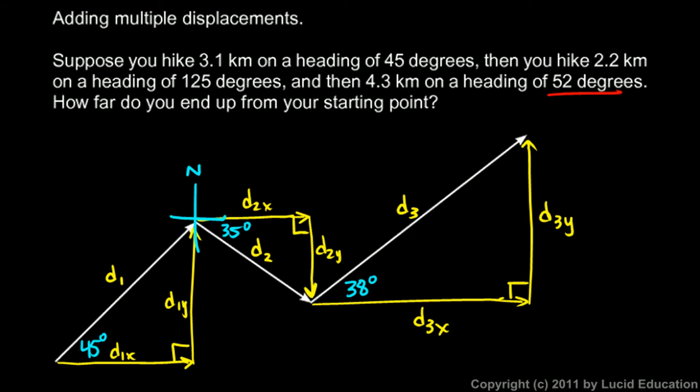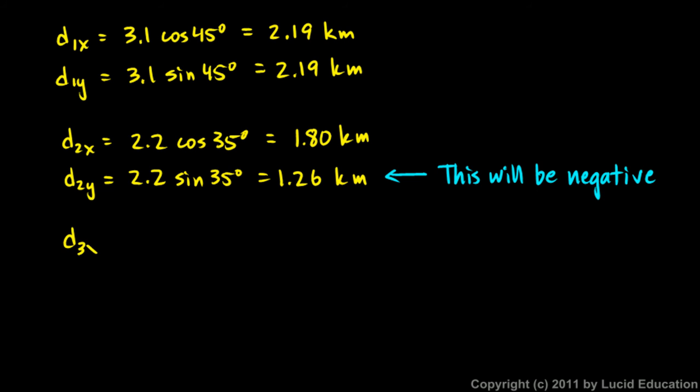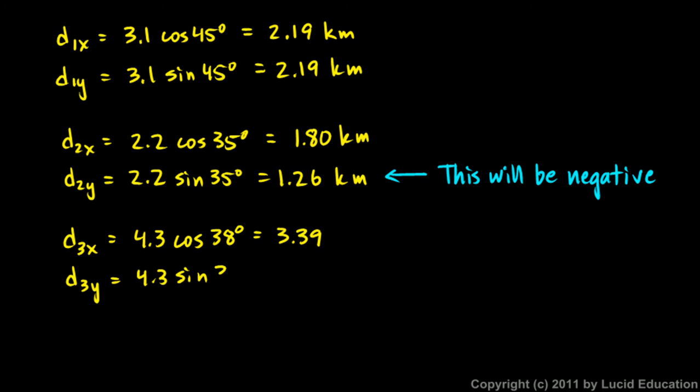Let's write that in. 38. So d3x is going to be d3 times the cosine of that angle, and d3y is going to be d3 times the sine of that angle. So let's write those in. d3x is 4.3 times the cosine of 38 degrees. That comes out to 3.39, and d3y is 4.3 times the sine of 38 degrees, and that comes out to 2.65. And those are both in kilometers.